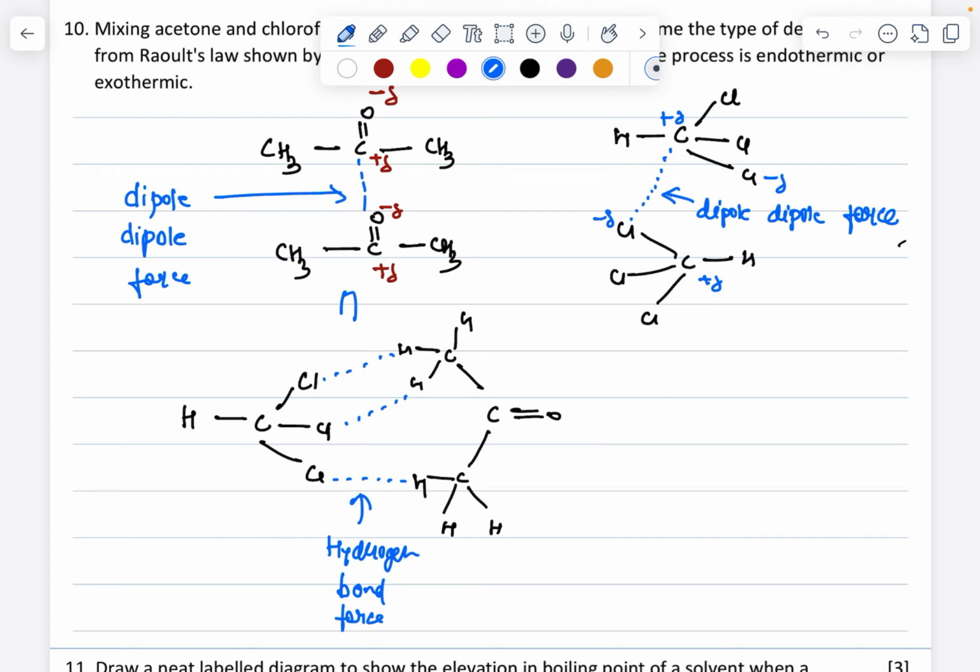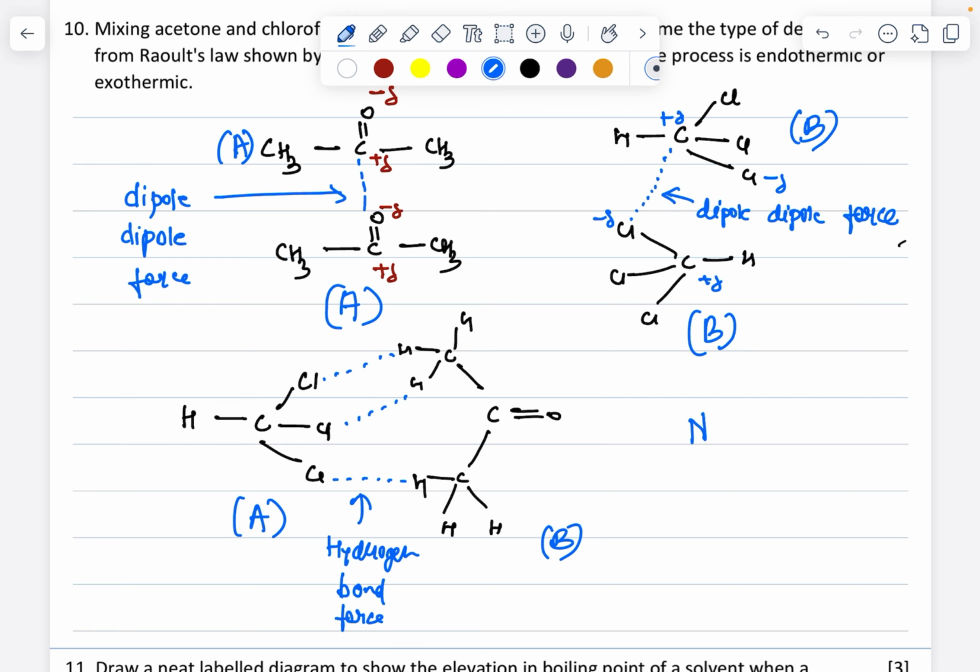Right? This is our A. This is our B. So B and B. This is B. This is A. B forces are weaker than AB force. Means what? Negative deviation. So the answer is negative deviation.